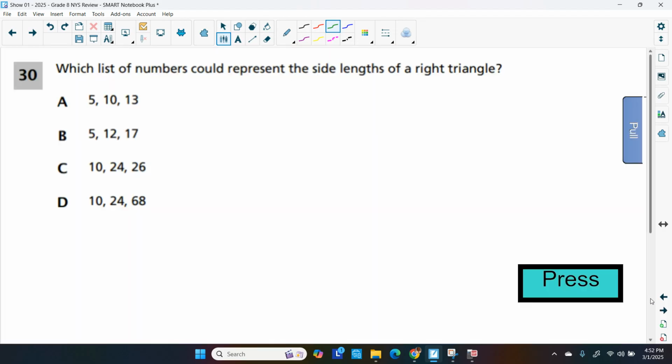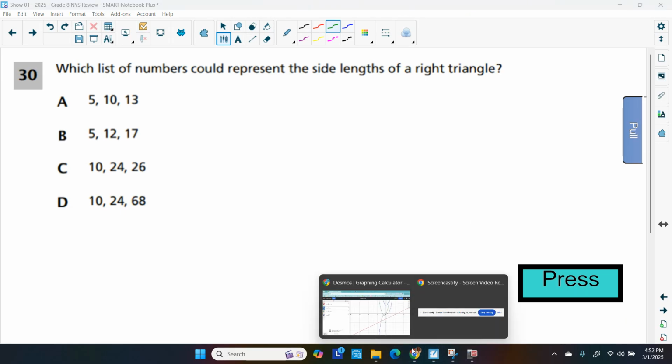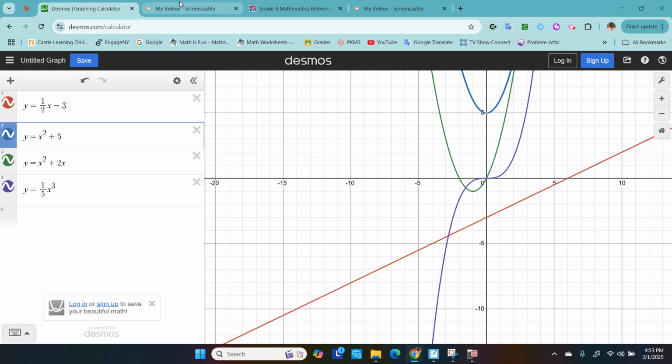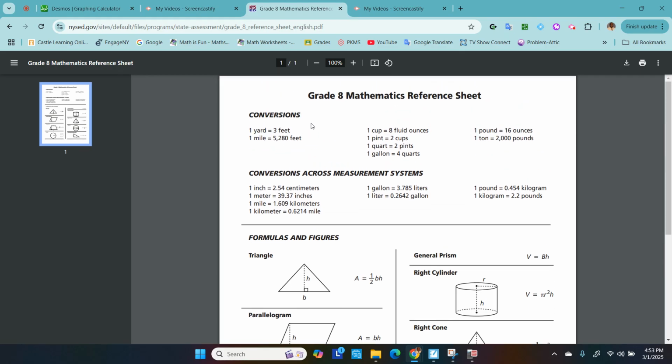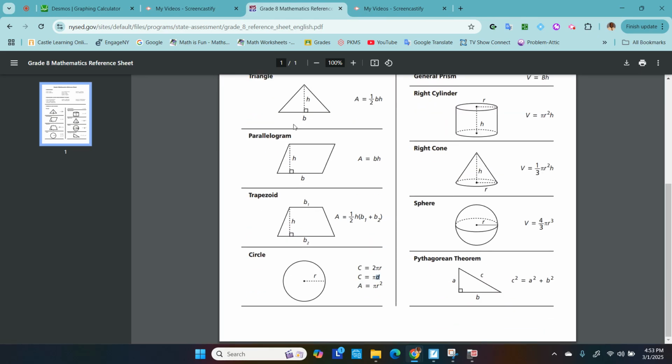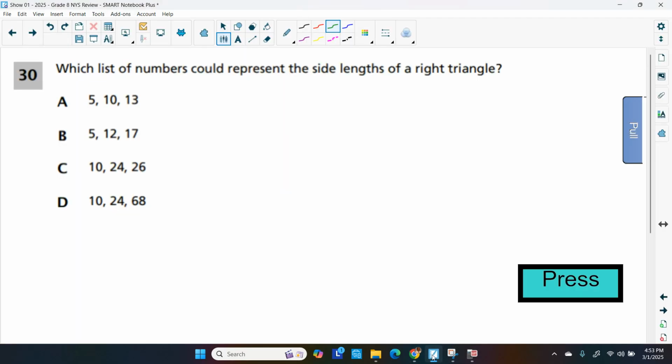All right. Which list of numbers could represent the lengths of the sides of a right triangle? So we got all these sides, and I remember that when you guys were given the test, they gave you something called a reference sheet. So here's your reference sheet. And I got this from last year. And when you're talking about right triangles, one theorem should come to your mind, c squared equals a squared plus b squared, which is the Pythagorean theorem, so you can use that to help you out.